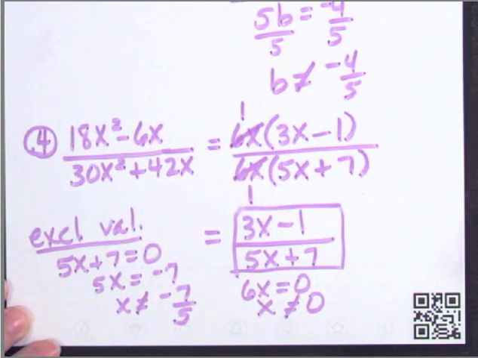All right, so that is simplifying rational expressions with monomial factors.